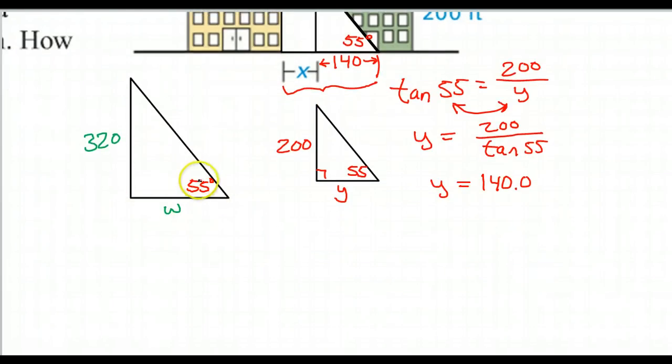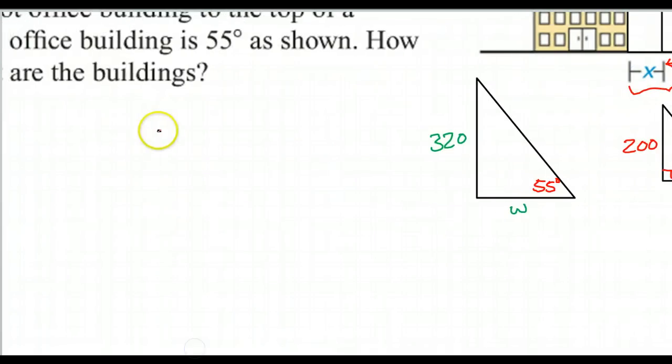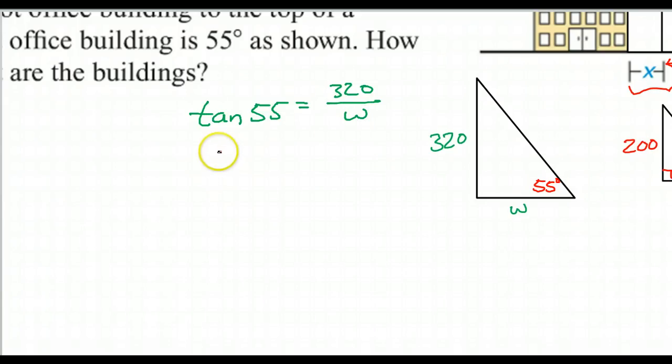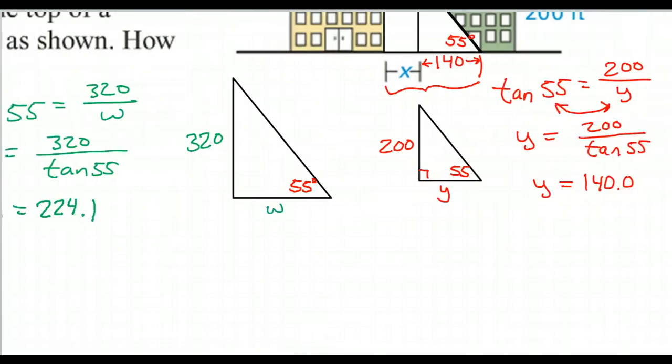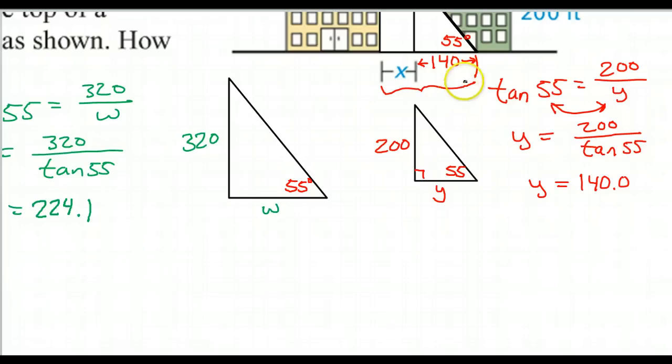Okay, so let's see. It's going to be the same situation. 320 is opposite, and W is adjacent. So again, I'm doing the tangent function. So I'm doing tangent of 55 should equal opposite over adjacent. Again, the variable is in the denominator, so W will equal 320 over tangent 55. Put it in the calculator. I get 224.1. Okay, so that's W. Now that is the length of this whole bottom right here.